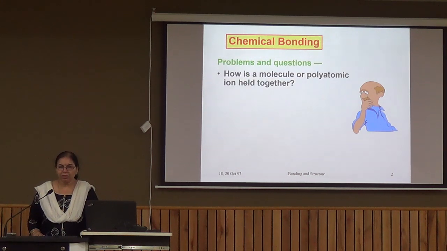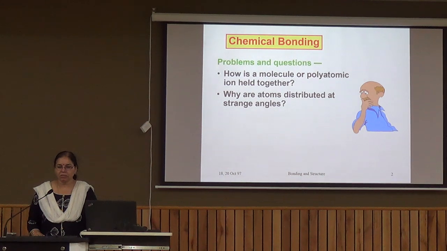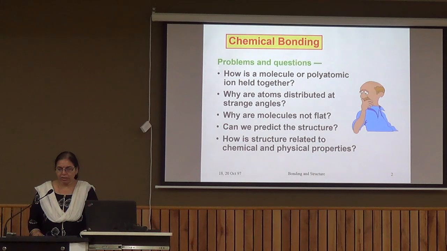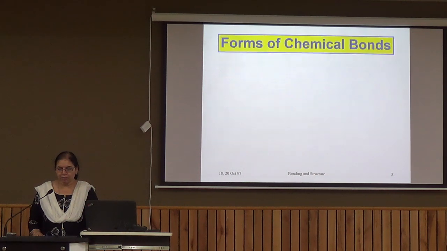In this chapter we will discuss how a molecule or polyatomic ion is held together, why atoms are distributed at strange angles, why molecules are not flat, and can we predict the structure? How is the structure related to the chemical and physical properties?